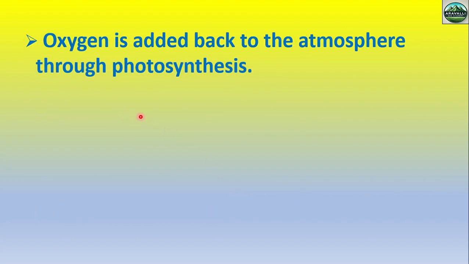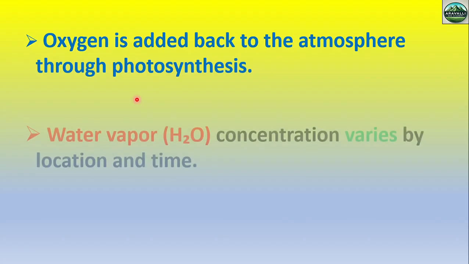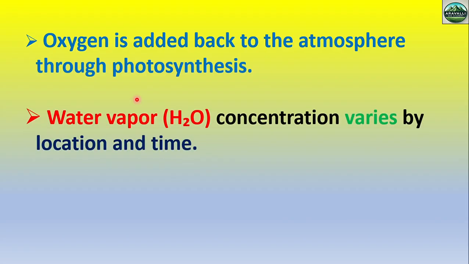Then how is oxygen added to the atmosphere? Oxygen is added through the process of photosynthesis. We already know that through photosynthesis, plants make sugar and oxygen. So oxygen is continuously added into the atmosphere through photosynthesis. Now we discuss water vapor.